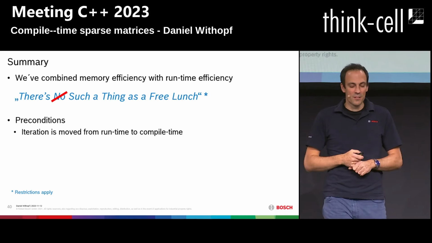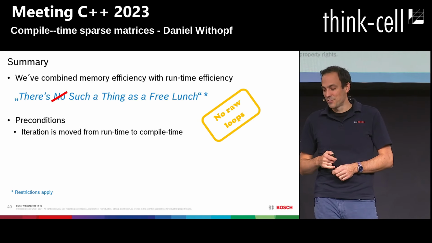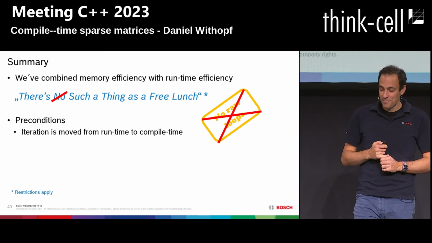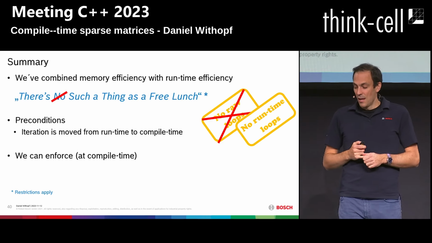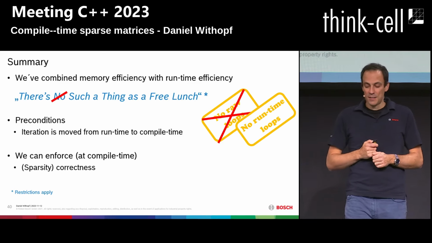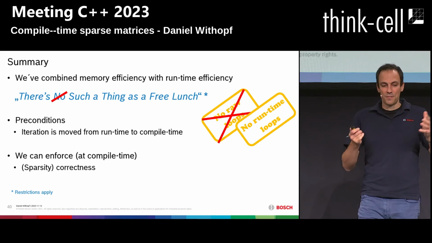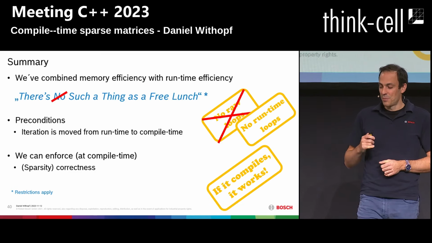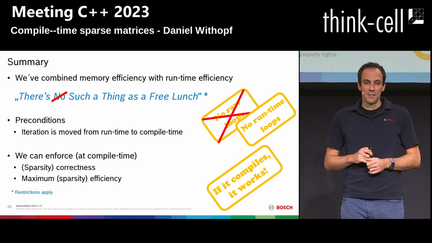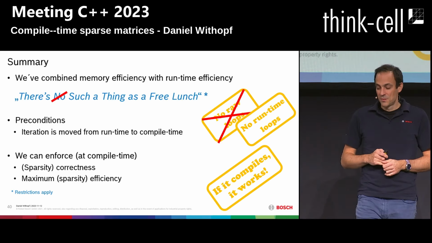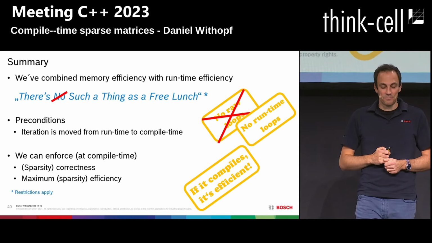The preconditions for achieving all that are that we've moved all the operations from runtime to compile time, meaning we've ditched the famous raw loops, no raw loops for today, and replaced it with no runtime loops. And by doing that, we can now enforce at compile time sparsity correctness. So this was sort of in our quiz, the correctness, which sort of satisfies the previous mission statement. If it compiles, it works. But in addition to that, we've also achieved maximum sparsity efficiency, which brings us to unlocking our final mission statement of this year, which is if it compiles, it's efficient.